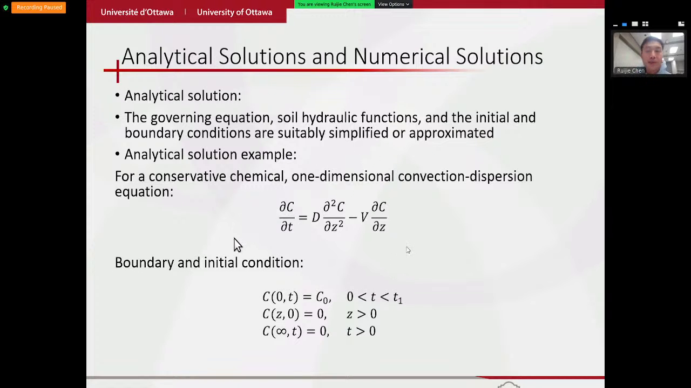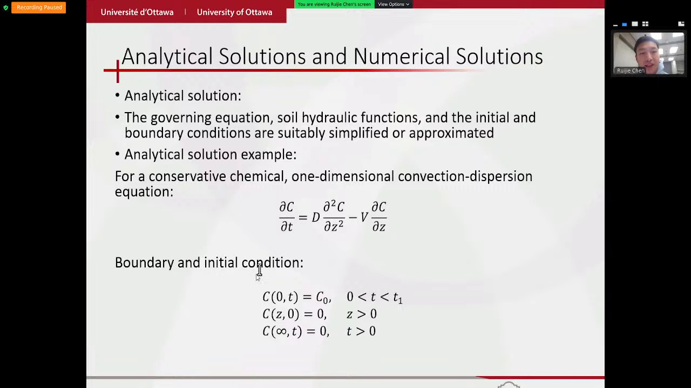So now the equations are ready to solve. The solutions can be analytical or numerical. For analytic solutions, the governing equations, the soil hydraulic functions, and the initial and boundary conditions are suitably simplified or approximated. Let me take a one-dimensional convective dispersion equation, for example.